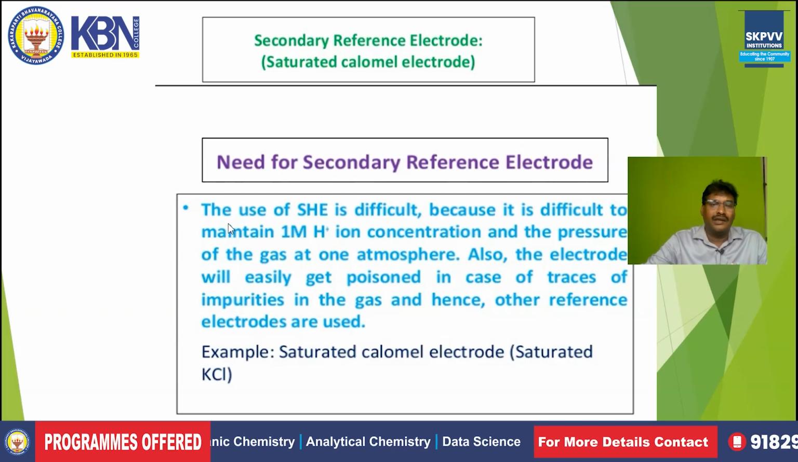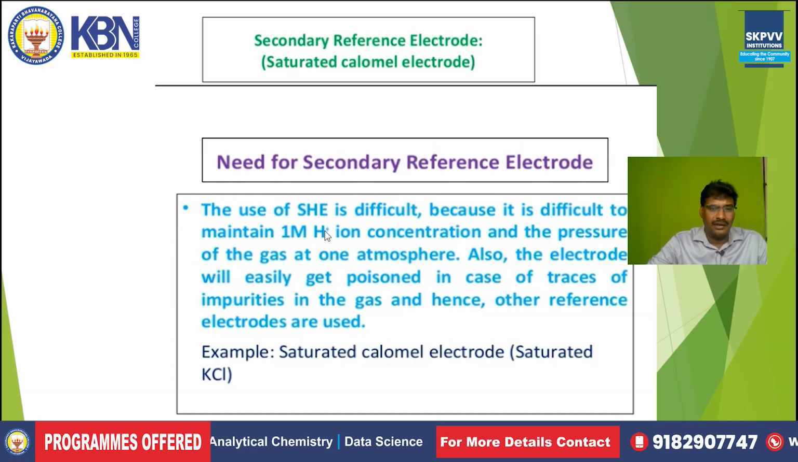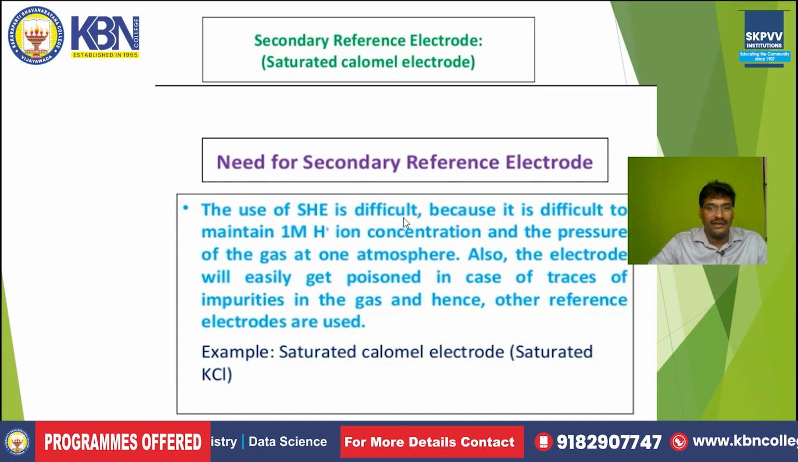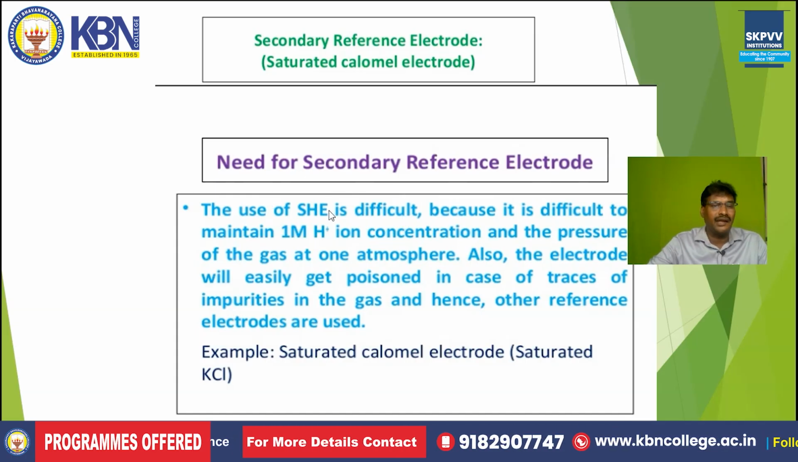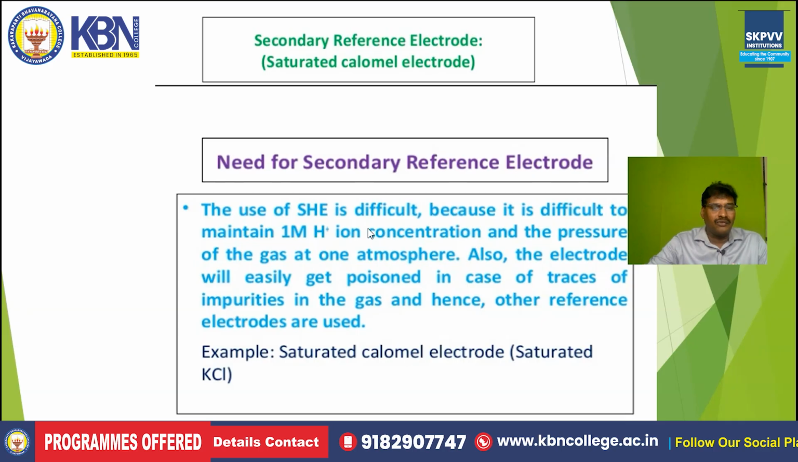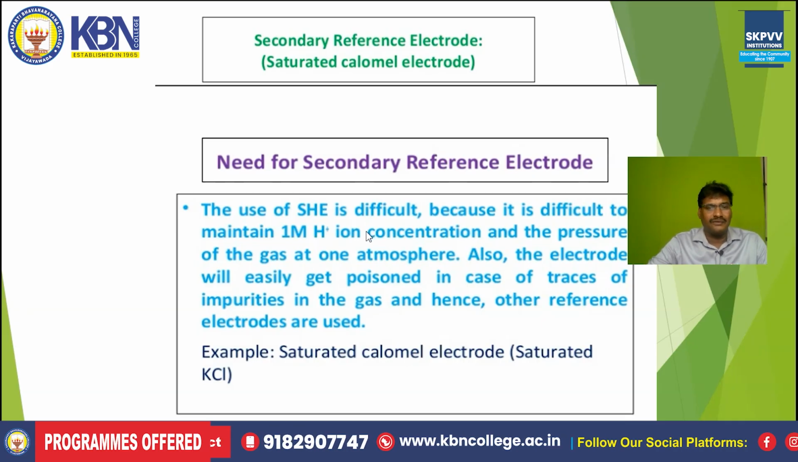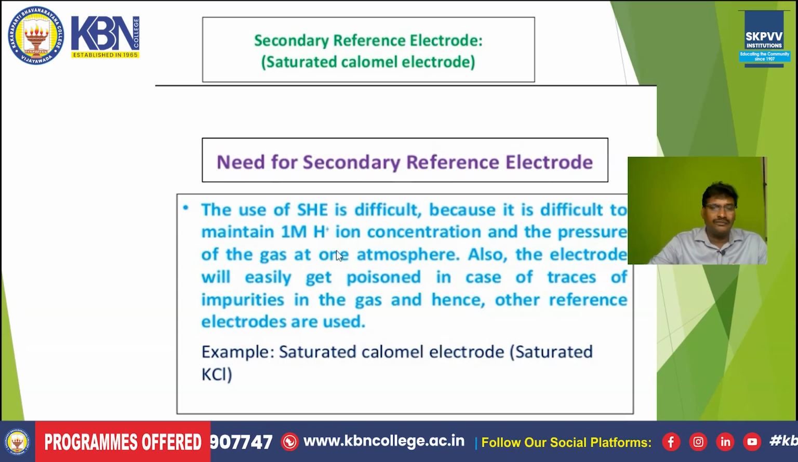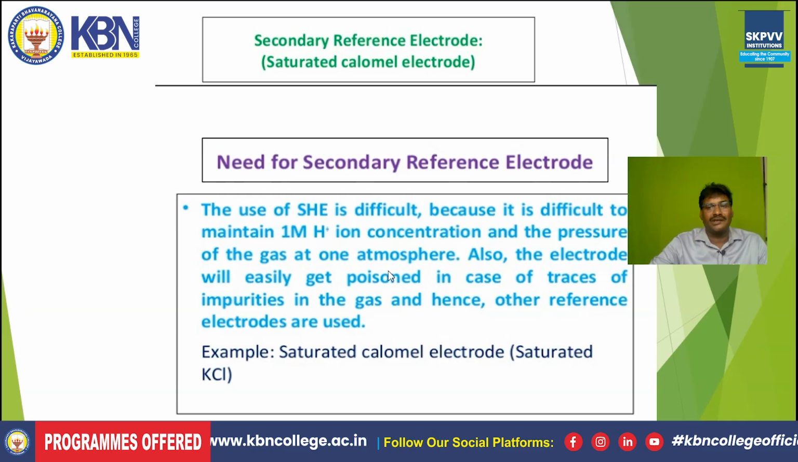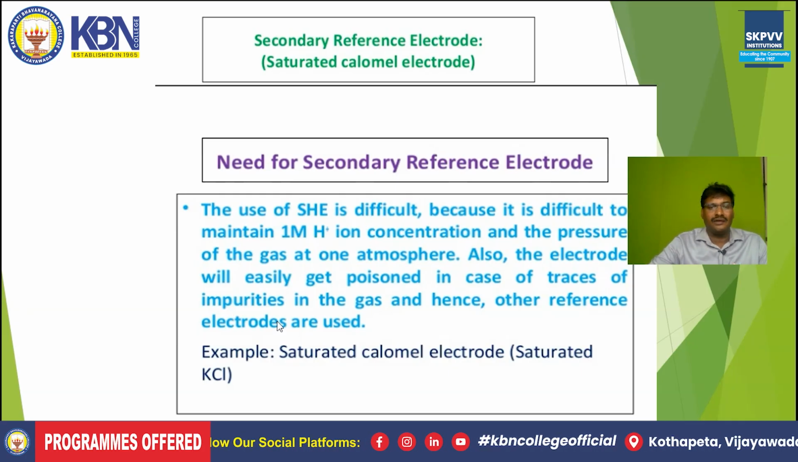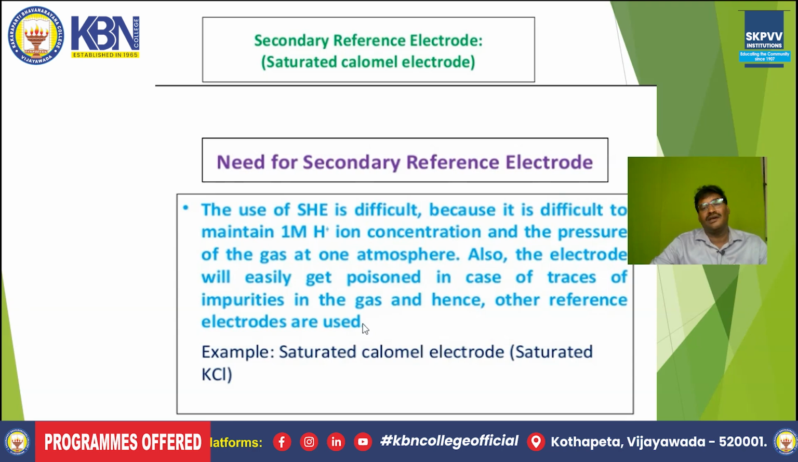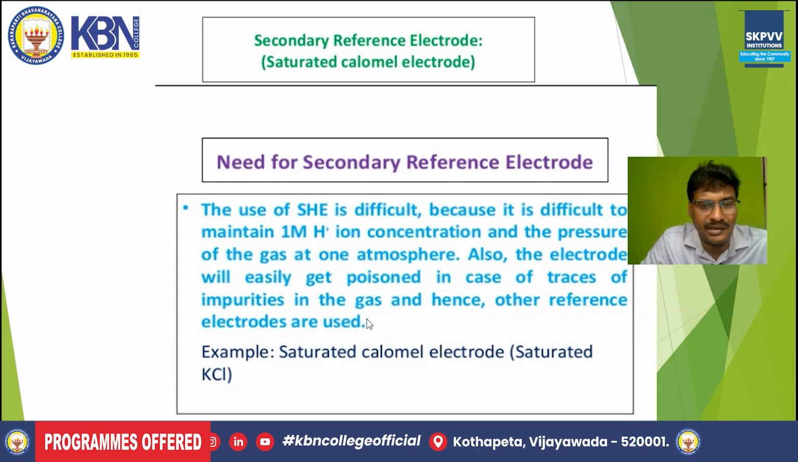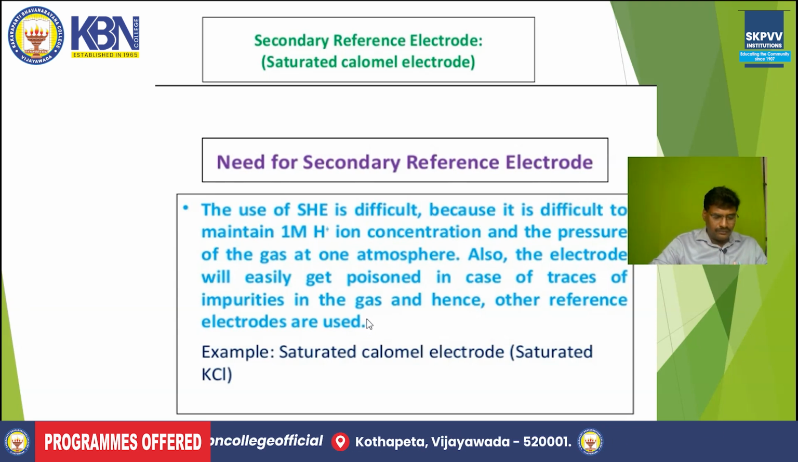Using the SHE every time is difficult, because it is difficult to maintain 1 molar H plus ion every time. That is somewhat easier, but every time you also have to maintain 1 atmospheric pressure. The electrode will also get poisoned easily by traces of impurity in the gas. Any impurities in the gas cause difficulty in producing the potential values. That means it is poisoned.